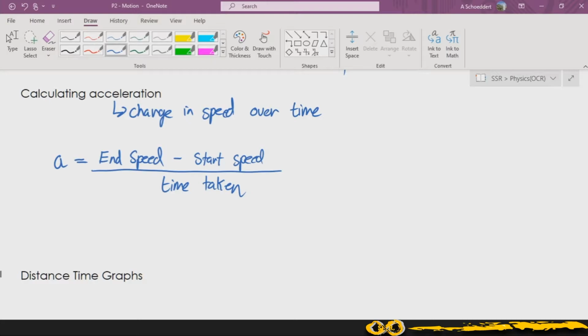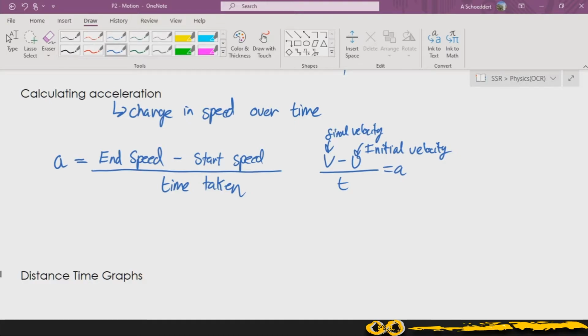If you're referring to velocity, then you might be seeing this written as v minus u, v being the final velocity, u being the initial velocity, and then divided by time to give acceleration.